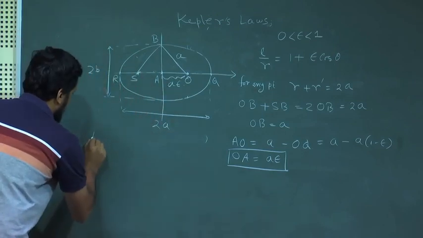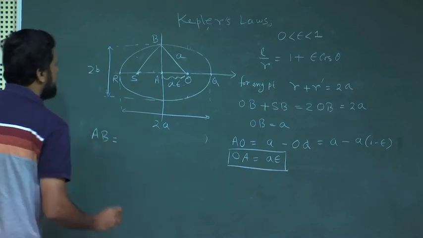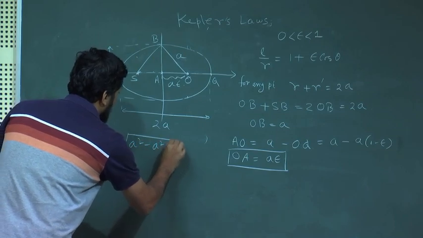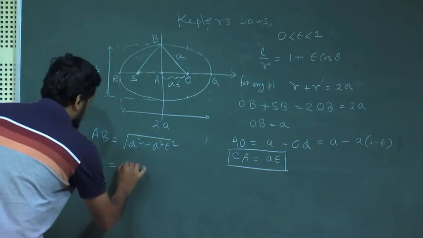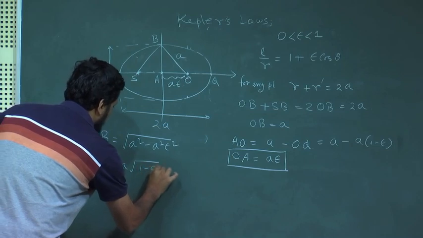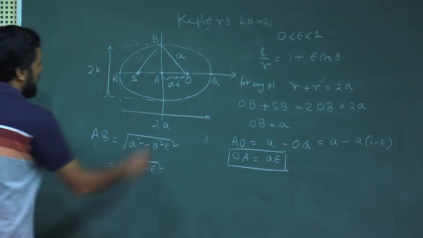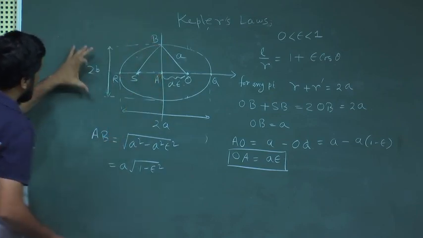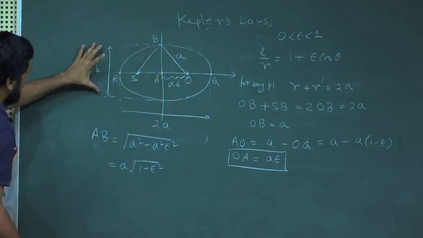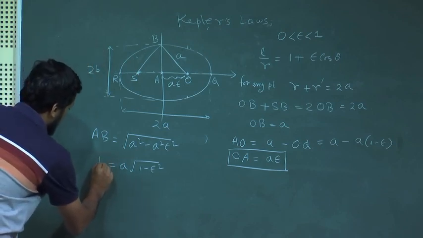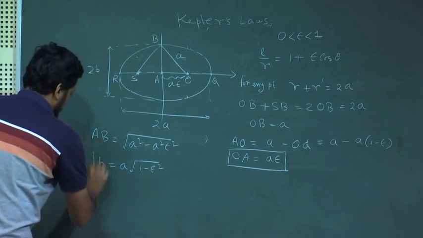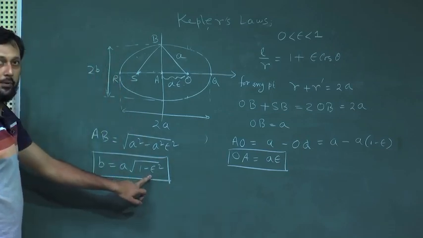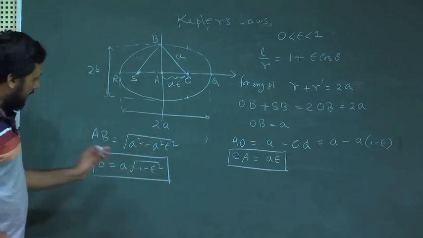So, AB is equal to root over A square minus A square epsilon square, which will be A root over 1 minus epsilon square. And this AB is what? AB is this length, which is the length of the semi minor axis. So, which will be B. So, B is equal to A into root over 1 minus epsilon square. Right.